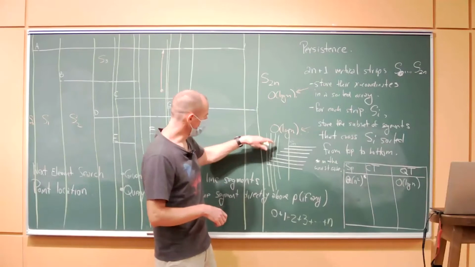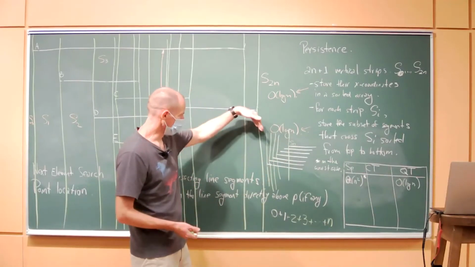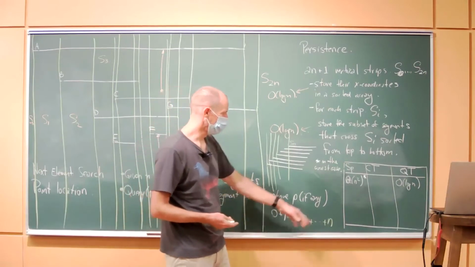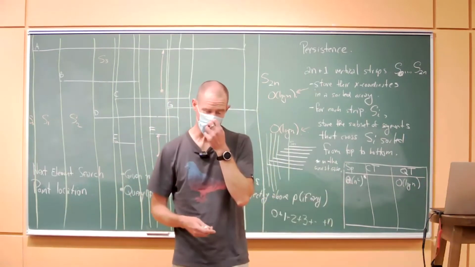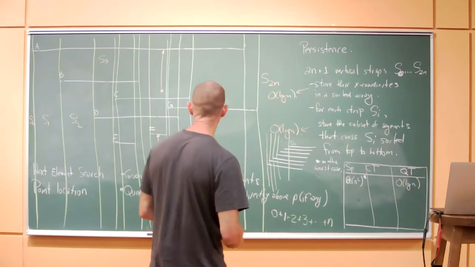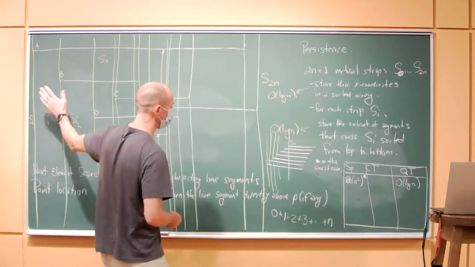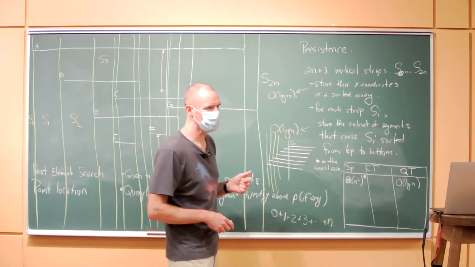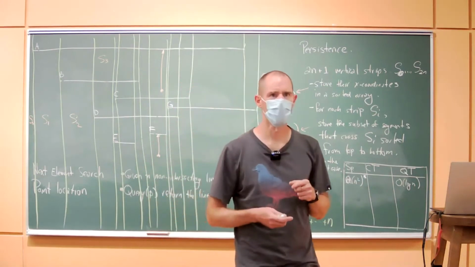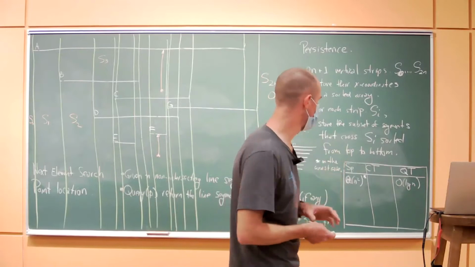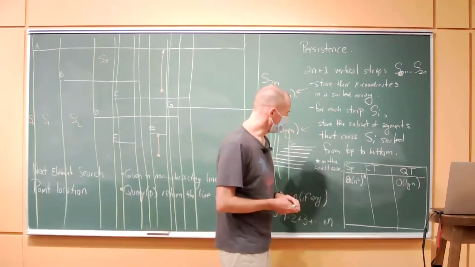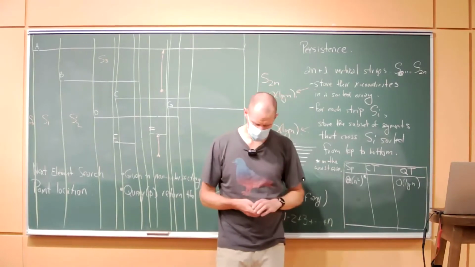So this argument here just showed that it can be at least n squared, and it's also at most n squared, because in the end, it still is only 2n plus 1 strips. Each one intersects at most n segments. So 2n plus 1 times n is also a constant times n squared. Okay, so that's the space.